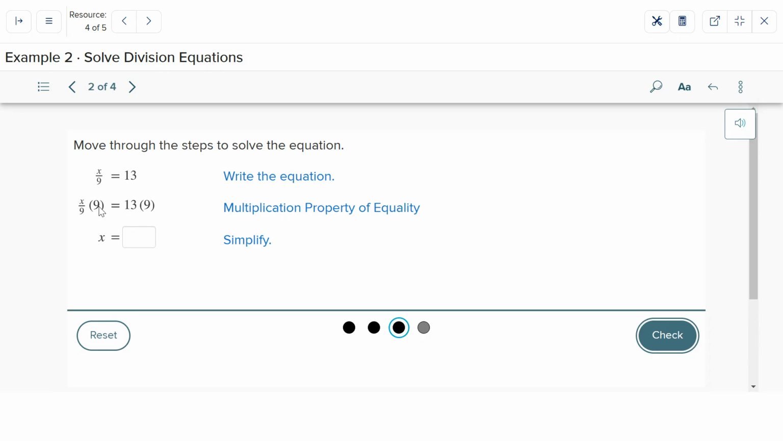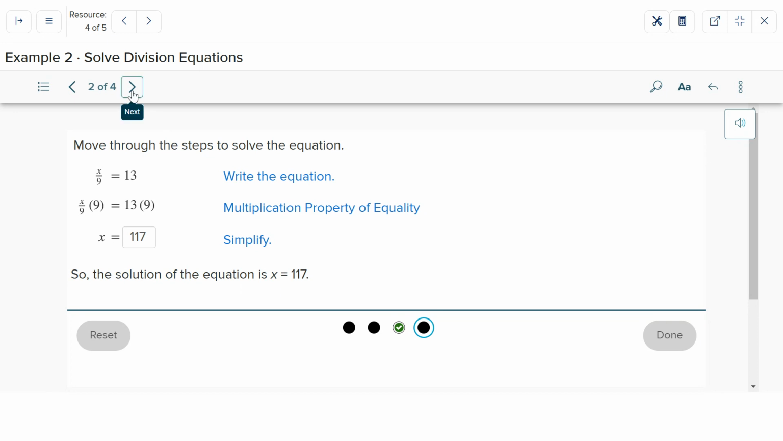If you multiply the 9 in the denominator by 9, it cancels out and you're left with just x. And then if you multiply 13 times 9, you're going to get 117. And no, I didn't just do that in my head. I looked at the book. All right, so the x is 117 in this equation.